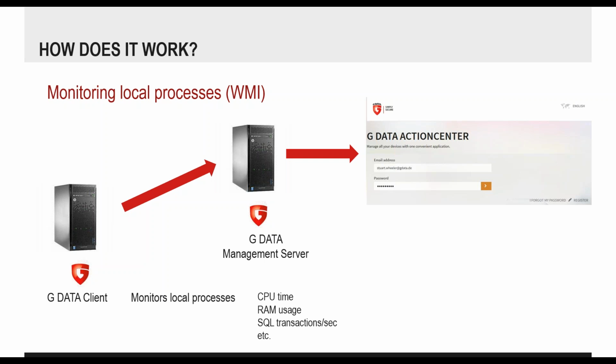So with the Windows Management Instrumentation, this means that you can monitor local processes on a PC or server. To do this, you must install the GData client on that PC. So to monitor local processes, for example, the CPU time and RAM usage, I must install the GData client on that machine to monitor those local processes. This information is then sent from that GData client to the GData management server. And from there, it's sent to the web-based GData Action Center.